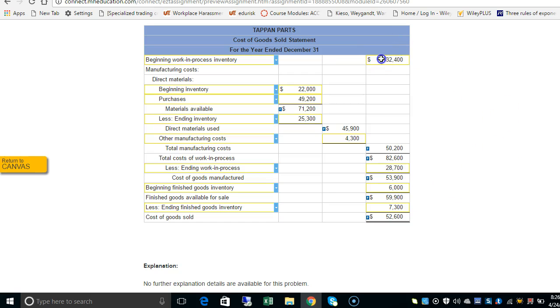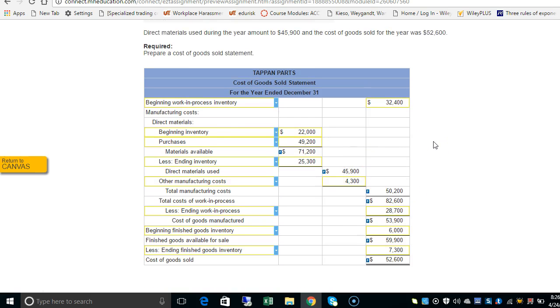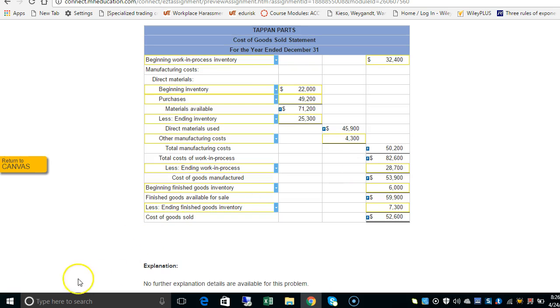If your beginning WIP plus your total manufacturing costs equal your total work in process, essentially you need to get to this number. You know this number, 45,900, is used, so this plus something is going to get you this number. So this minus this gets you to the 45,900. So you can basically back into this number. Once you get that number, the whole statement should fall in place. So that's how this essentially works.